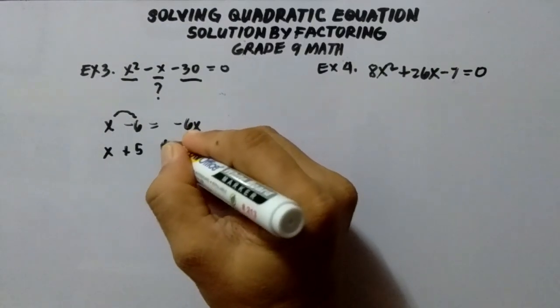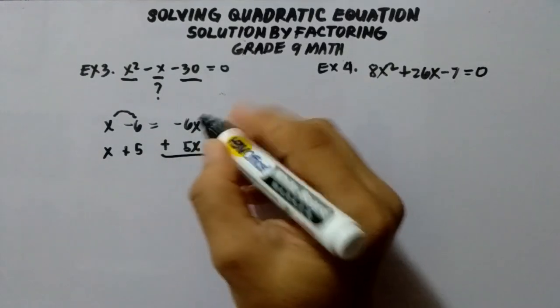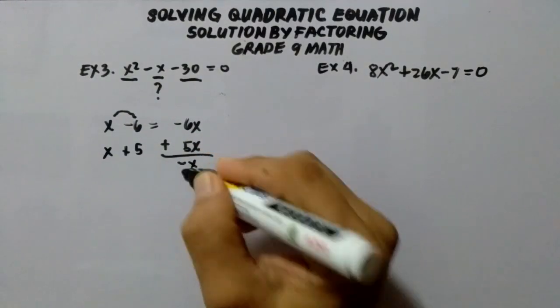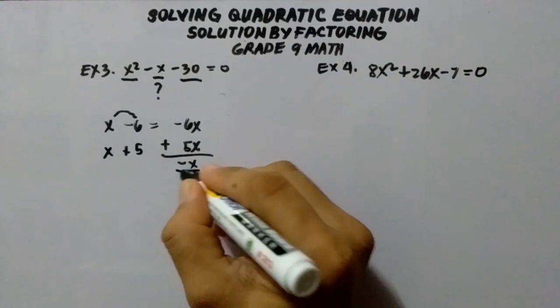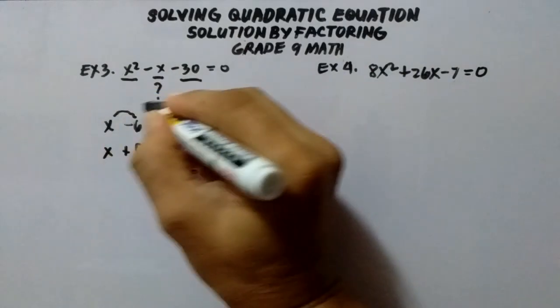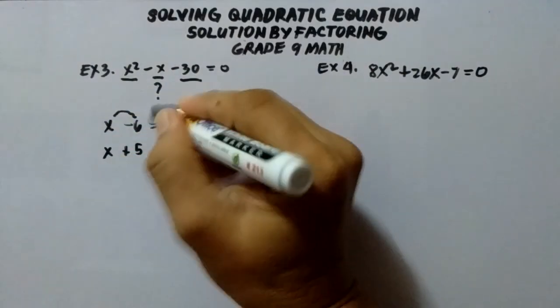So, we have positive 5x. Then, let's add. Okay, so negative 6x plus 5x, we have negative x. Okay, so ito po yung hinahanap natin. Tama po ba? Dun sa middle term? Okay. So, nakuha po natin kaagad yung tamang factors.